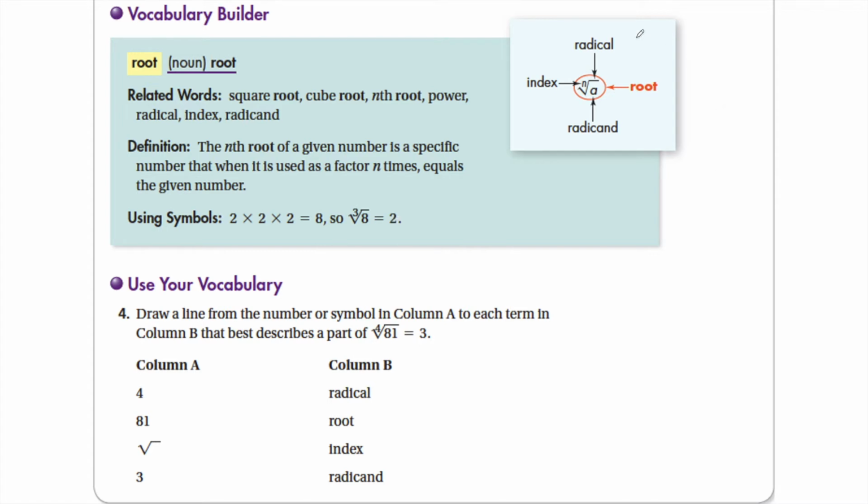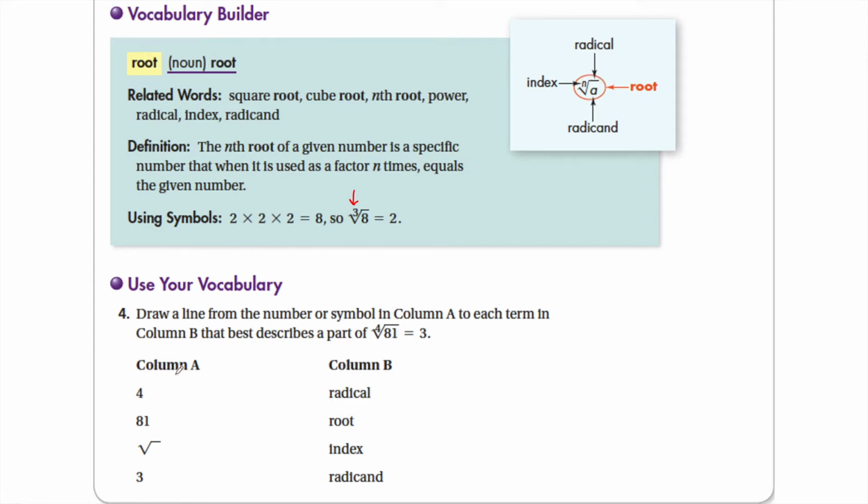And if you take a look at the picture up here, we'll see that the radical is actually going to be pointed to the radical sign, which is what we used to use as the square root symbol. All right, but it's actually called the radical symbol. The index is going to be the number that is above the radical. We have our radicand, which is the number on the inside of the radical, and the whole thing in itself is going to be called the root.